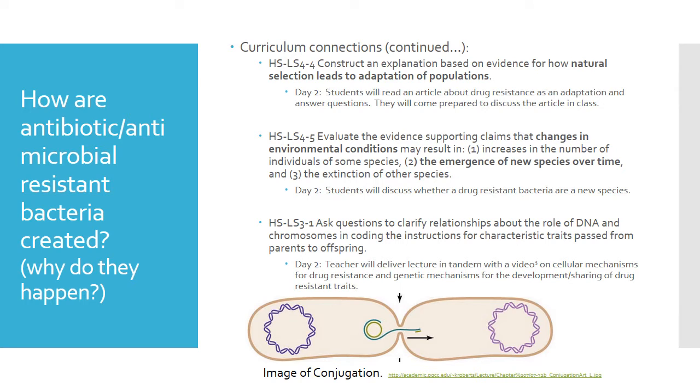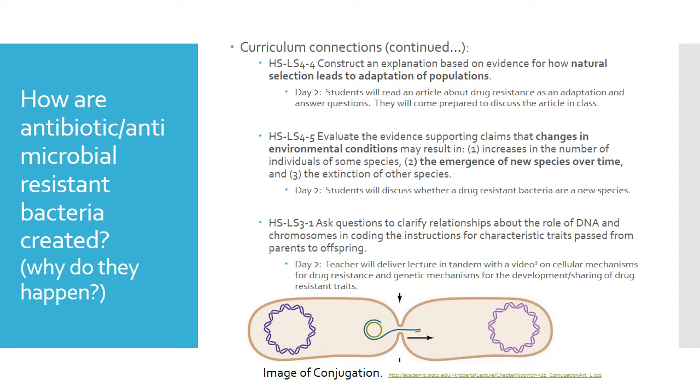The topic of how drug-resistant bacteria are created is continued in day 2. Some more curriculum connections. Students will construct an explanation based on evidence for how natural selection leads to adaptation of populations. Kind of more of the same from day 1, but in particular, for their homework leading into day 2, students will read an article about drug resistance as an adaptation and answer some questions. They will come prepared to discuss the article at the beginning of class.